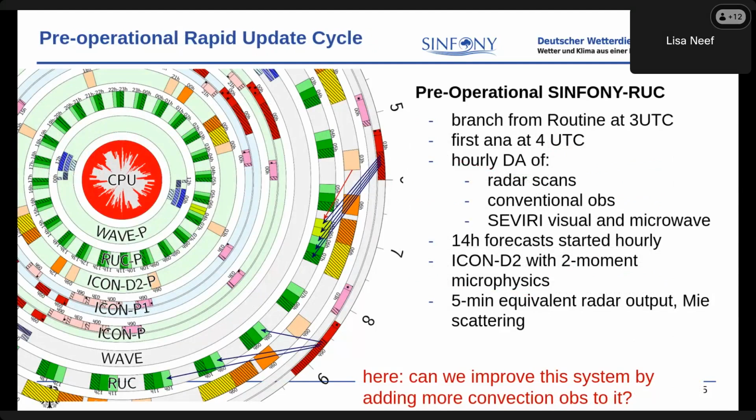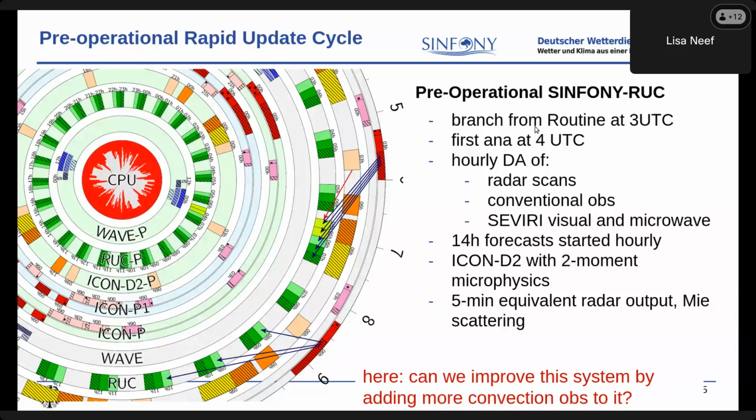What I've shown here is what we call the model clock. This sort of summarizes all the different forecast systems that the German Weather Service has. Absolutely nobody understands this graphic. Two people on Earth understand this graphic. I'm not one of them. But basically, what you see is that we have this routine forecast.